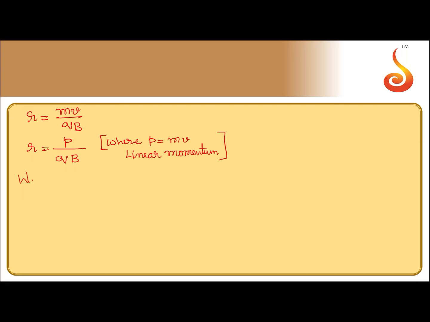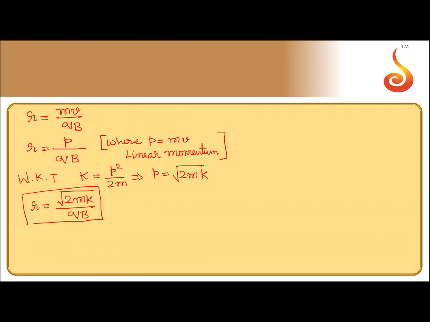We know that if kinetic energy is introduced here, kinetic energy is p squared by 2m. Now if I solve for p, p is equal to root of 2mK. So I can substitute it here. I'll get r is equal to root of 2mK divided by qB. This is in terms of kinetic energy. The earlier one is in terms of momentum.